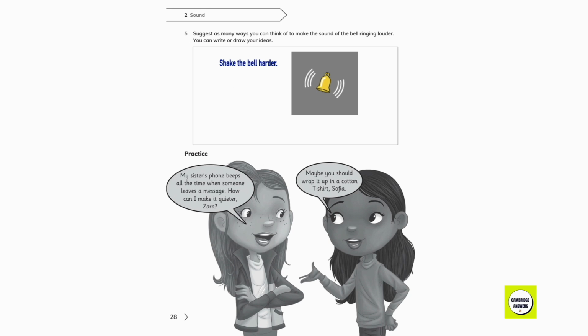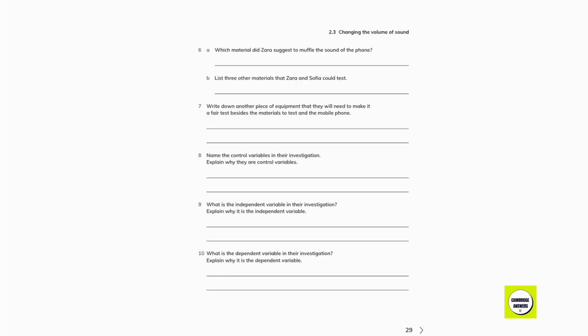Shake the bell harder. My sister's phone beeps all the time when someone leaves a message. How can I make it quieter, Zara? Maybe you could wrap it up in a cotton t-shirt, Sophia. Which material did Zara suggest to muffle the sound of the phone? Cotton t-shirt. List 3 other materials that Zara and Sophia could test. Bubble wrap, woolen fabric, or cotton wool.